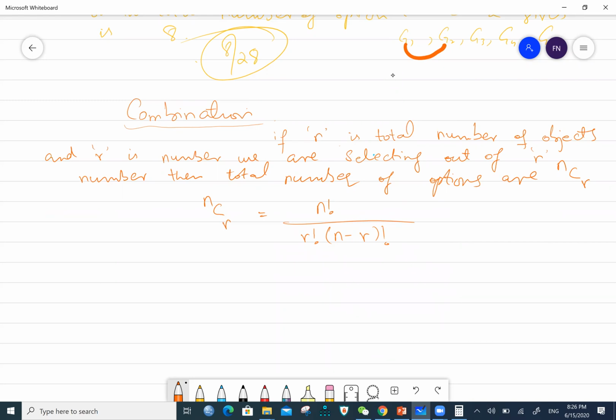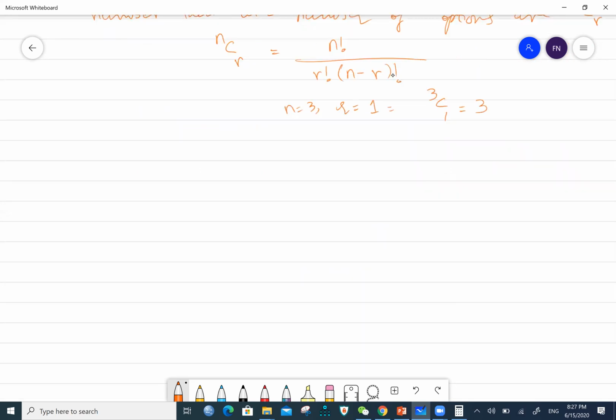For example, we were saying that we were selecting 1 boy out of 3. There were 3 boys in the class, so n was 3, and we were selecting 1 boy, so r was 1. So 3C1, if you solve it in your calculator, it would be 3. You can get the total number of options.